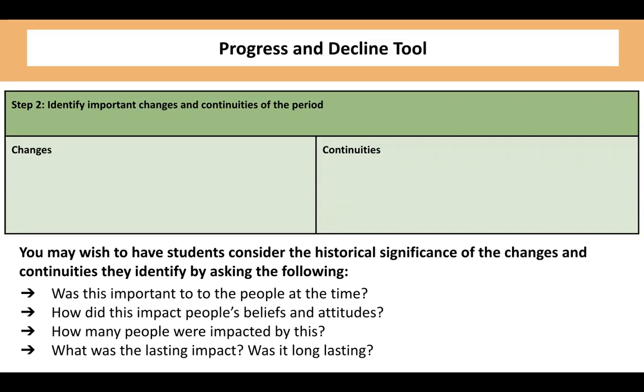Was this historical moment important to the people at the time? How did this impact people's beliefs and attitudes? How many people were impacted by this historical moment? And another question is, what was the lasting impact? Was it even long lasting? So, what should we know about this? Why are we even studying this? So, these are the kinds of things to have the students think about while they're identifying the changes and continuities.